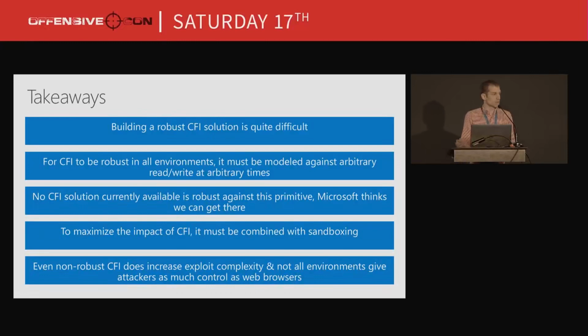Another point is to maximize the benefit you get with CFI, it needs to be combined with strong sandboxing. The two have to go hand in hand. And from our observations, even though we currently have a CFI solution that is not robust, we do still see this increasing the complexity of exploits that are being written, and particularly things like arbitrary code guard we think are going to cause people a lot of pain because it's going to force payloads to be delivered entirely in ROP. So we think that there's still value even if it's not perfect.